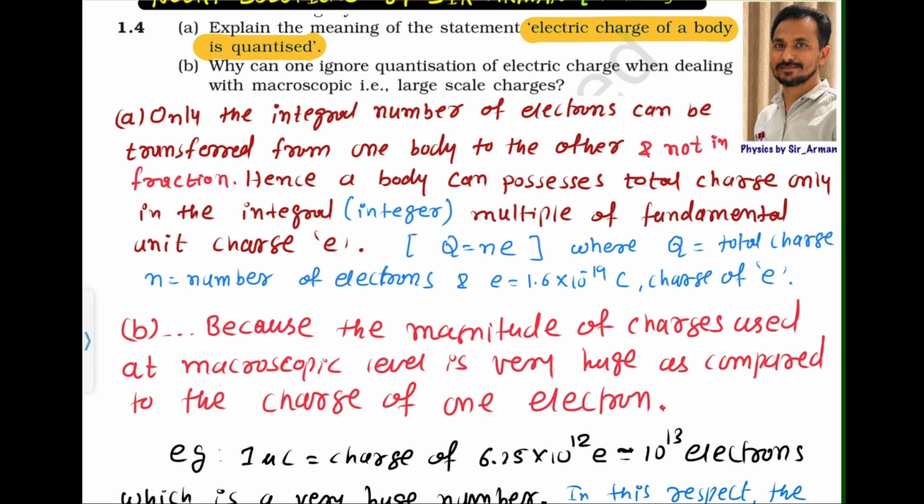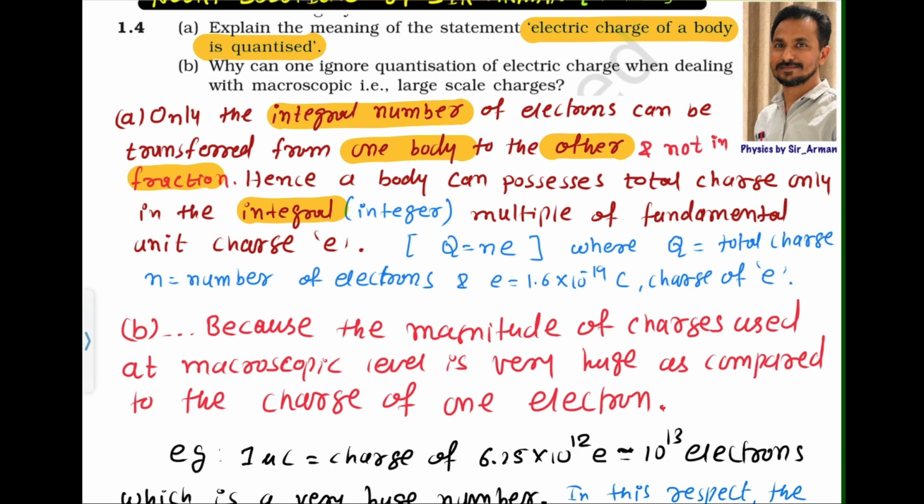The number of electrons on a body is always an integer, it can be 1 or 2 or 3, never a fraction. Only an integral number of electrons can be transferred from one body to another, and not in fractions. Hence a body can possess total charge only in integer multiples of the fundamental unit charge.